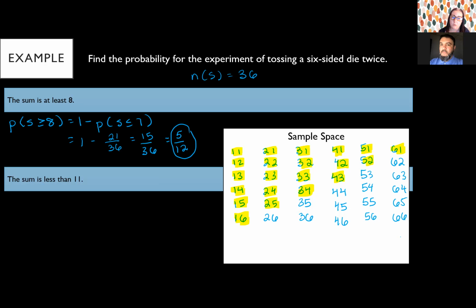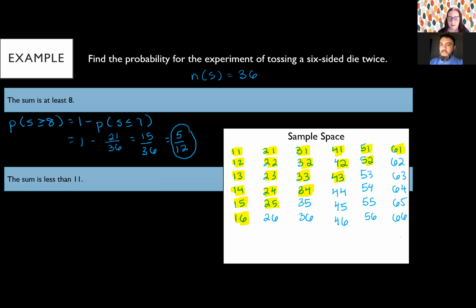And we did this by doing the complement, which is 1 minus the probability the sum is less than or equal to 7. But you could have instead just literally highlighted all of the ones that are at least 8 or higher, and then counted those up. So you can do it either way.